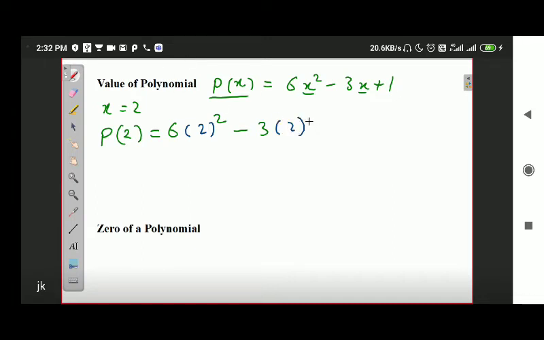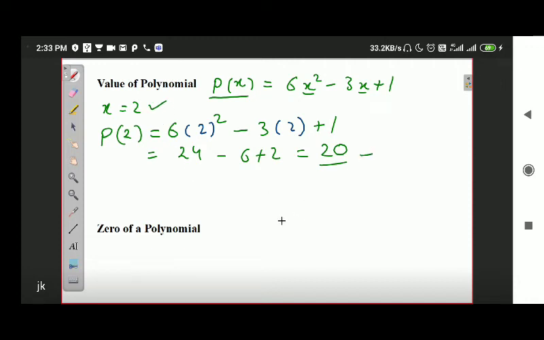In place of x, you will write down 2. So this will be 6 into 2 square. 2 square is 4. 6 4s are 24. Minus 6 plus 2. This will be 19. Not 19, sorry, it will be 20. So the value of the polynomial at x equals 2 is 20.